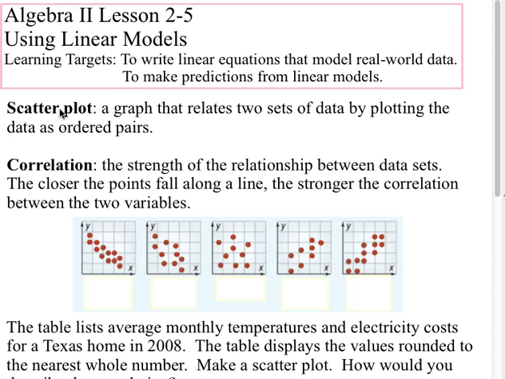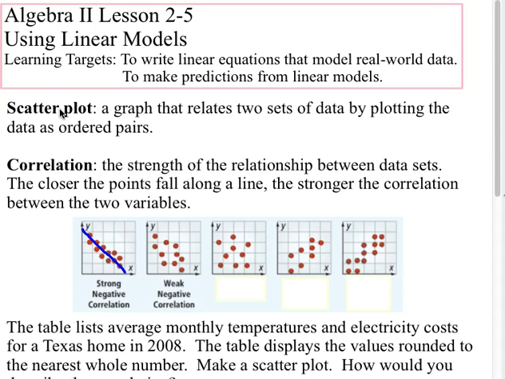When we talk about correlation, it is the strength of the relationship between data sets. The closer the points fall along a line, the stronger the correlation between the two variables. We're going to learn how to describe correlation as strong or weak and positive or negative. For example here, this is a strong negative correlation, because if you were to sketch in the line, it would have a negative slope, and the points are falling relatively near the line, so we're going to call that a strong relationship.